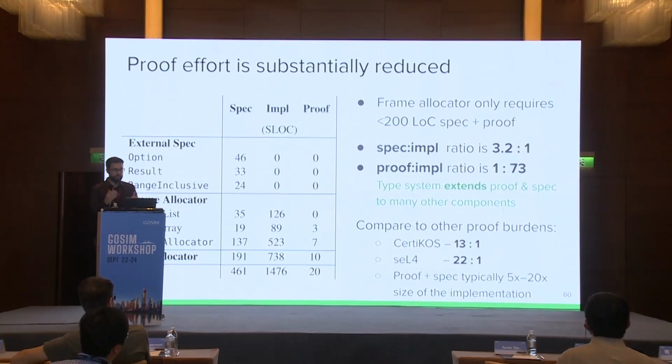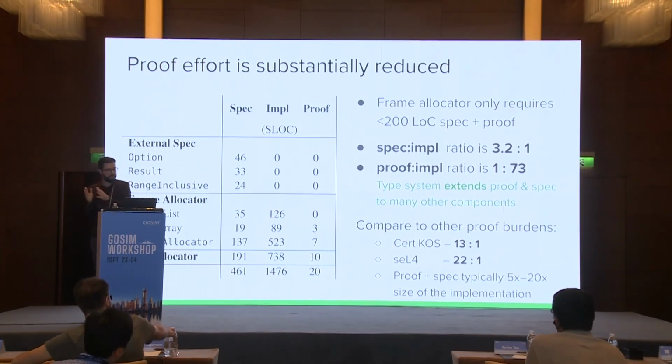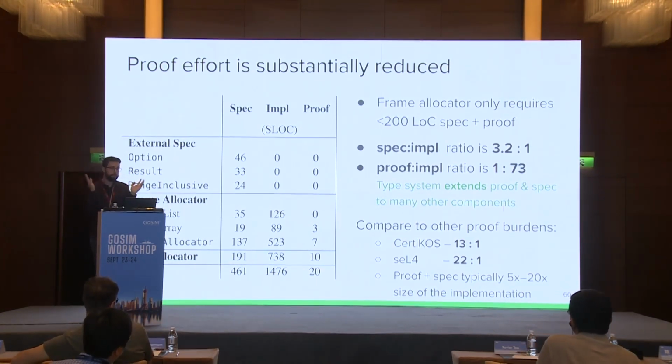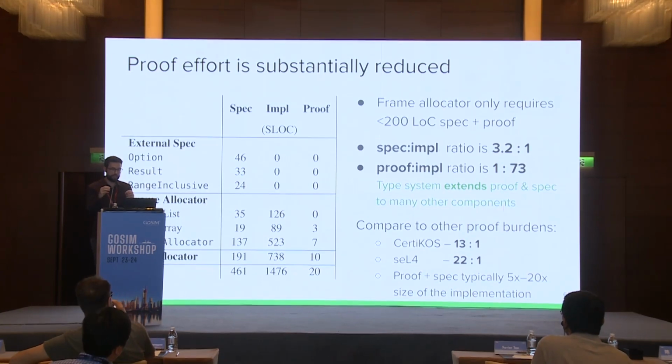The reason that we can do this is because we're relying on the type system, Rust, to extend that proof and spec to all of the other components that use these verified types. In this case, allocated frames is the type that we're verifying. Anywhere that uses allocated frames, like the entire memory subsystem, all of that is then covered by that verification guarantee in just 200 lines of code.